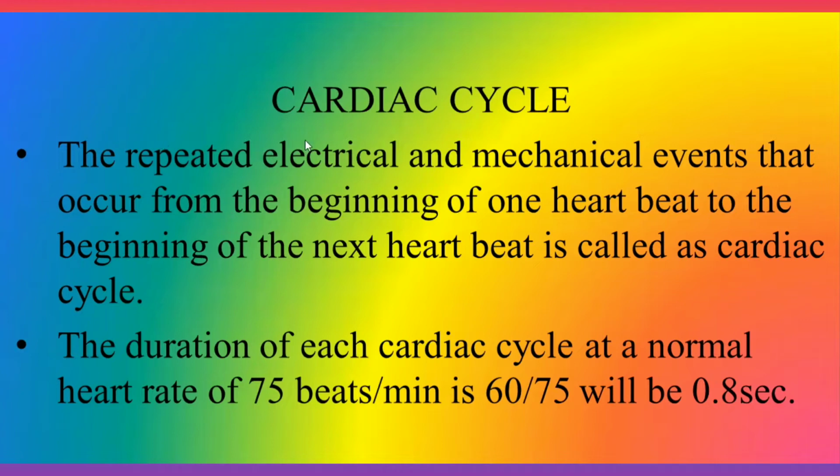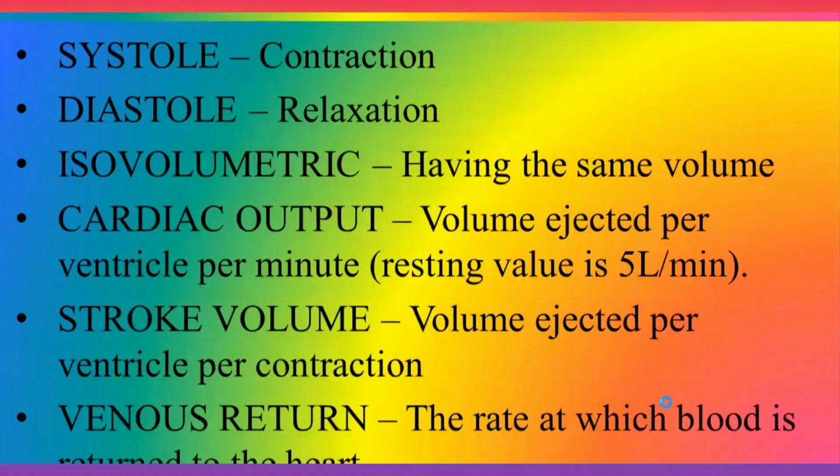The repeated electrical and mechanical events that occur from the beginning of one heartbeat to the beginning of the next heartbeat is called the cardiac cycle. The duration of each cardiac cycle at a normal heart rate of 75 beats per minute: here we have taken the normal heart rate as 75 beats per minute. 1 minute is equal to 60 seconds, so 60 seconds divided by 75 beats will be about 0.8 seconds.